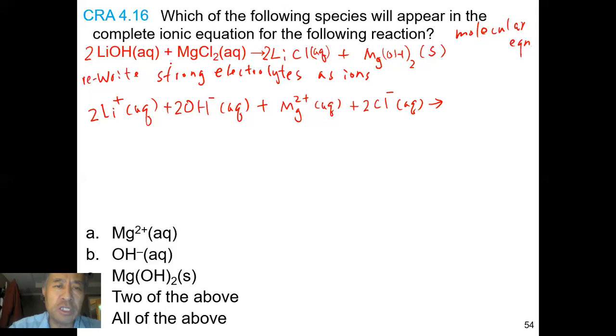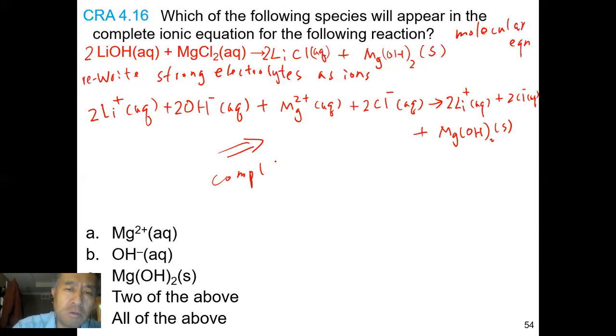So now you move on to the products. The first product is aqueous, is ionic, so therefore you write them as ions. So you have 2 Li1+ aqueous, then plus 2 Cl1- aqueous. Let's finish rewriting the first product. For the second product, because it is solid, never bother to rewrite something that is solid or liquid or gas. So this equation will be our complete ionic equation. So the question asks, which of those species appear in this equation?